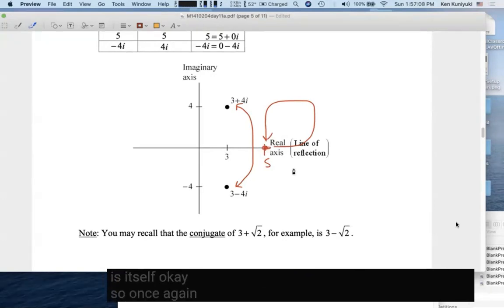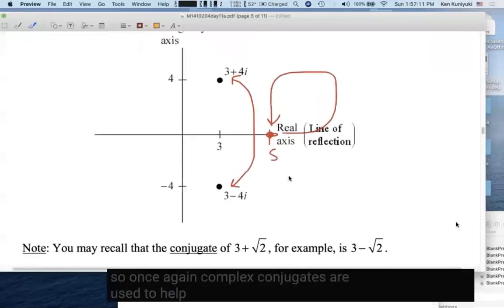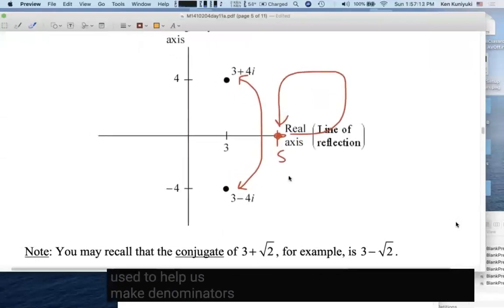Okay, so once again, complex conjugates are used to help us make denominators nice. But how do they do that?